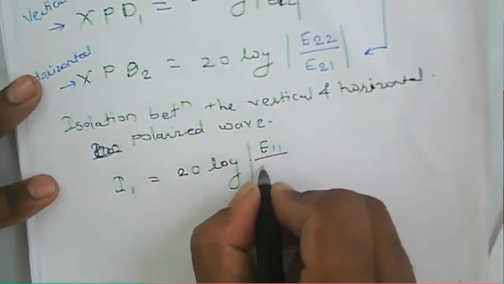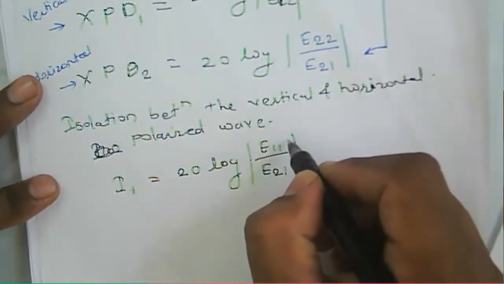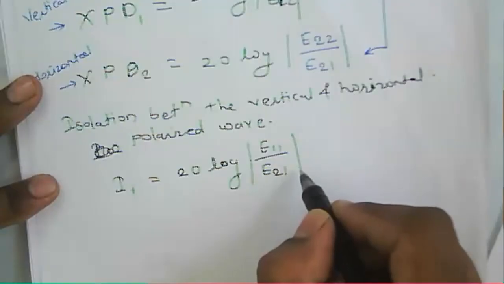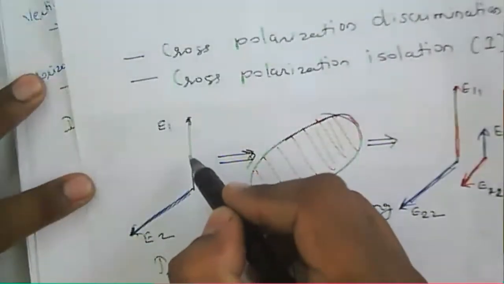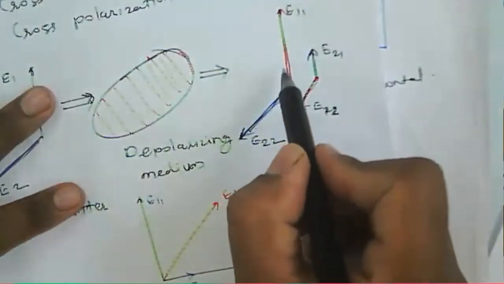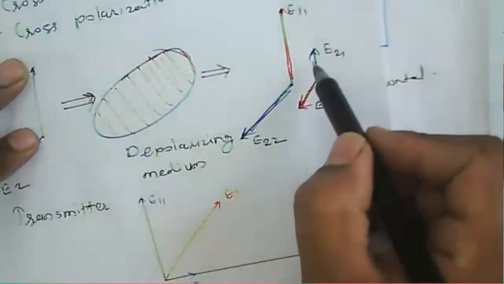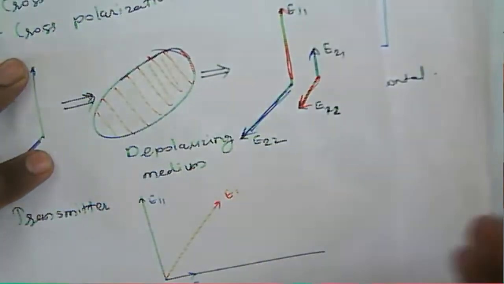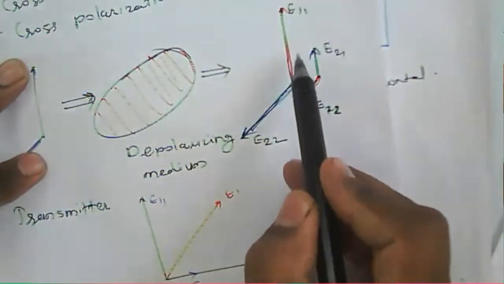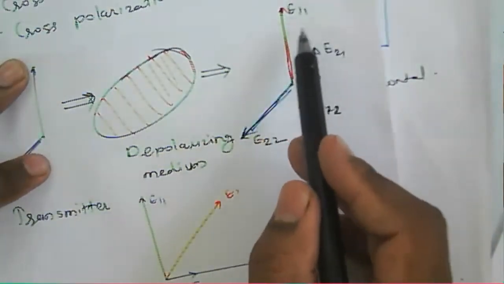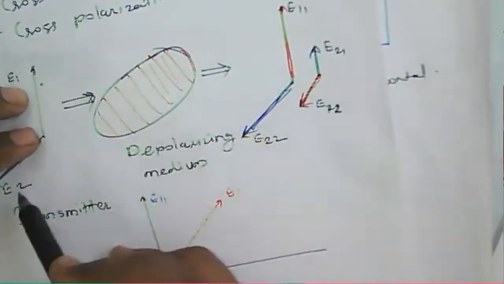E11 by E21. This one is a vertical, this one is a horizontal component. Sorry, here E1 is a vertical component. So we have this isolation between this E1 vertical component, and this one is the E2, and we have a cross polarization component, that is E21 of this E2 here. So isolation between these two vertical components, that is E11 desired component of E1, and E21 it is the undesired component of E2.